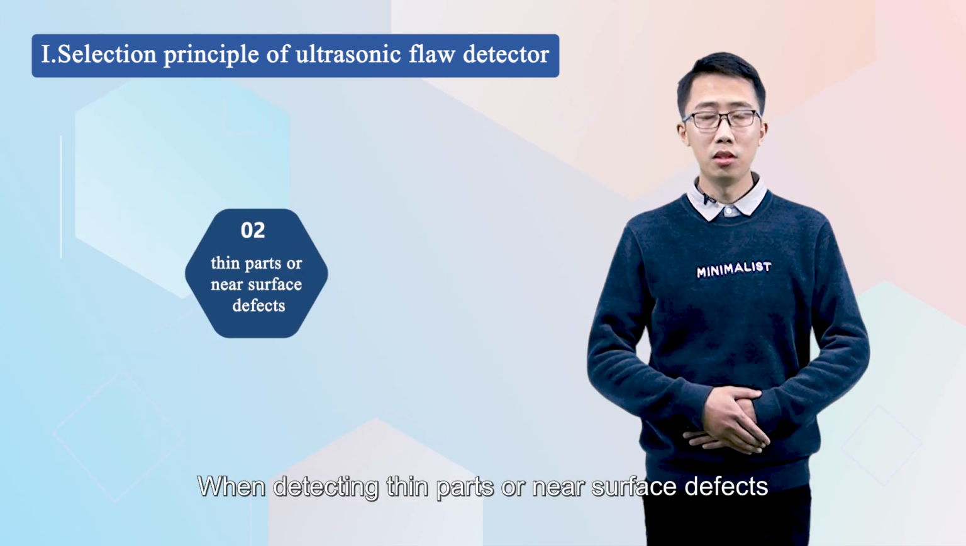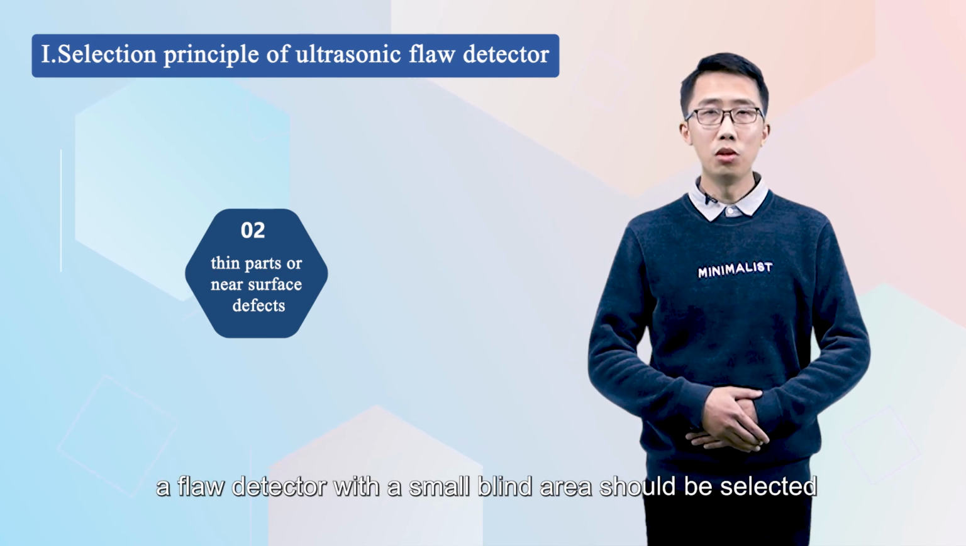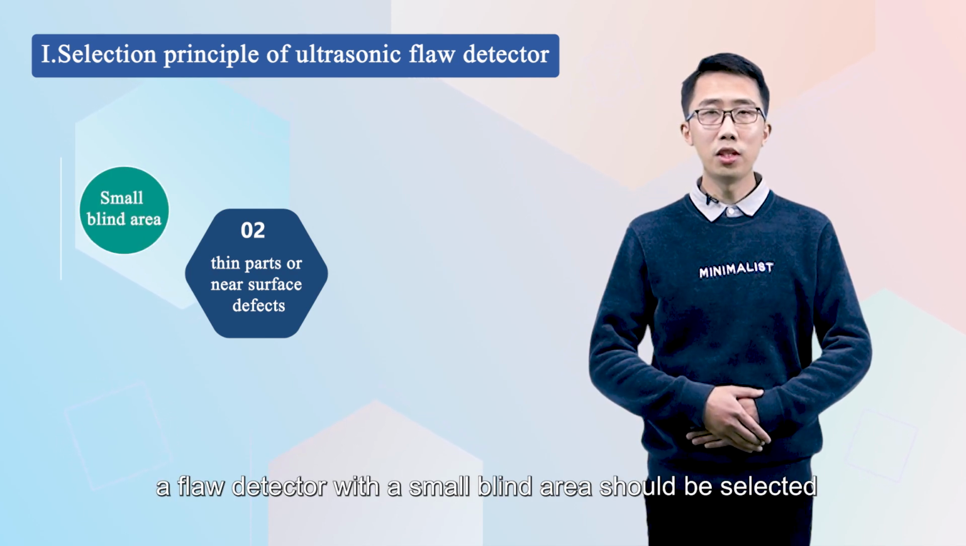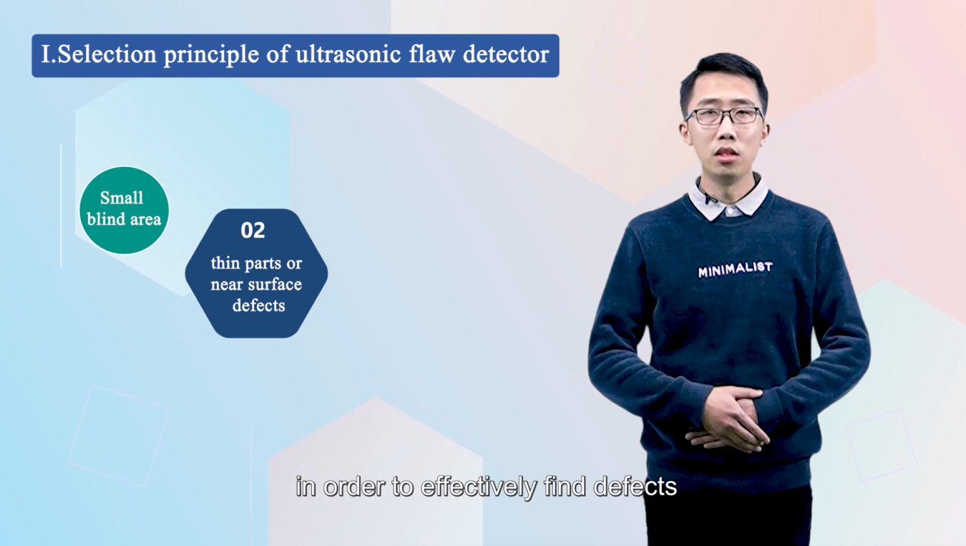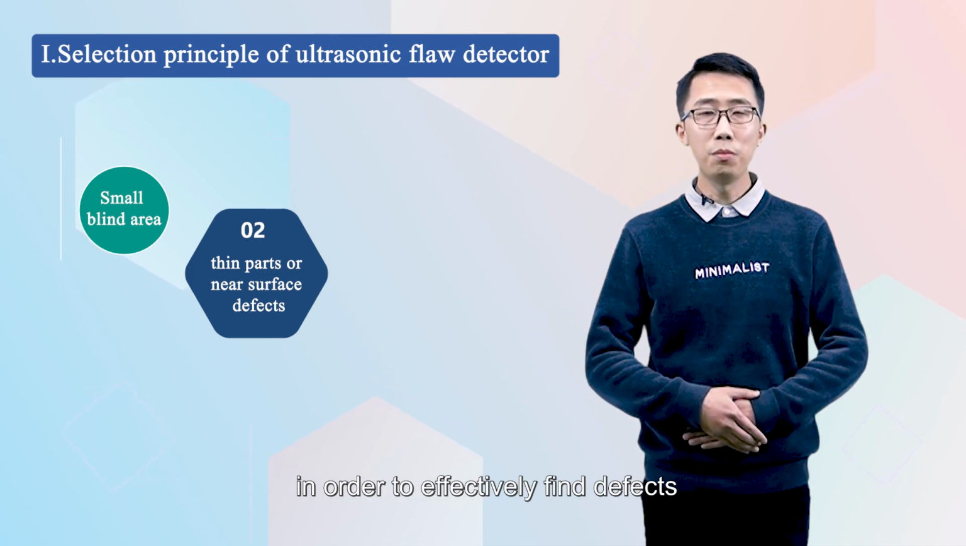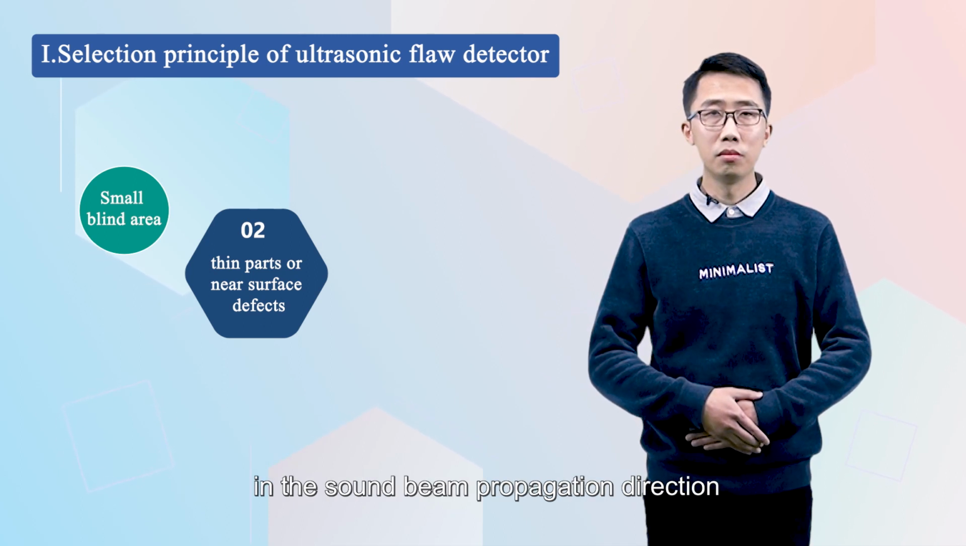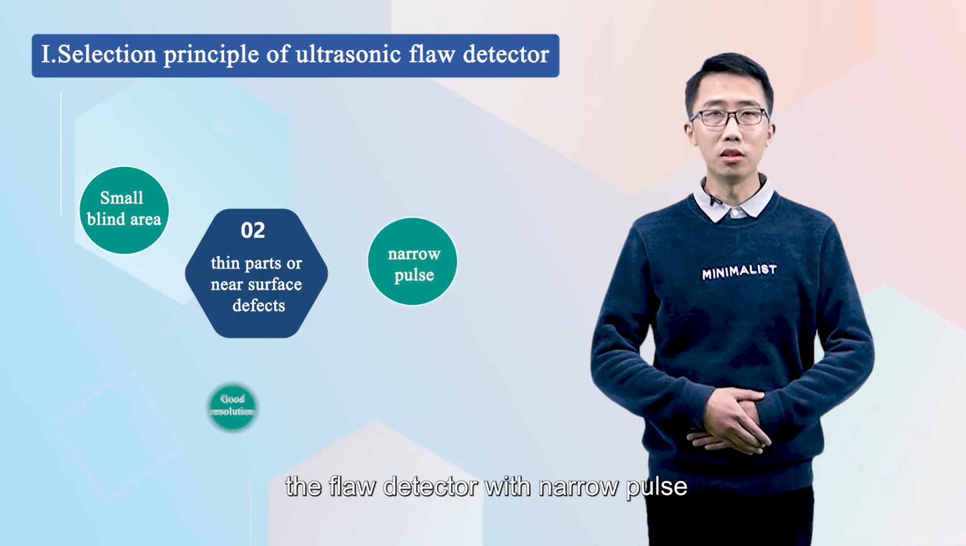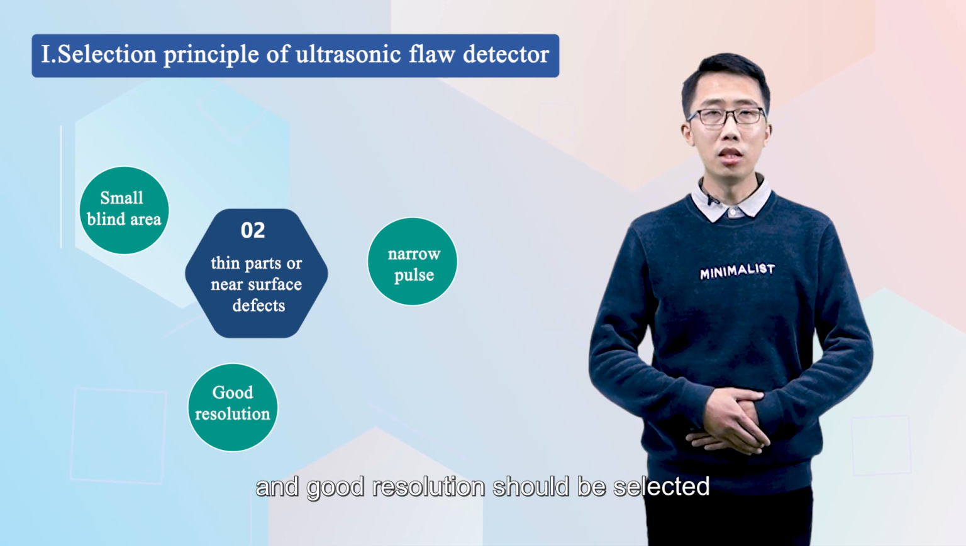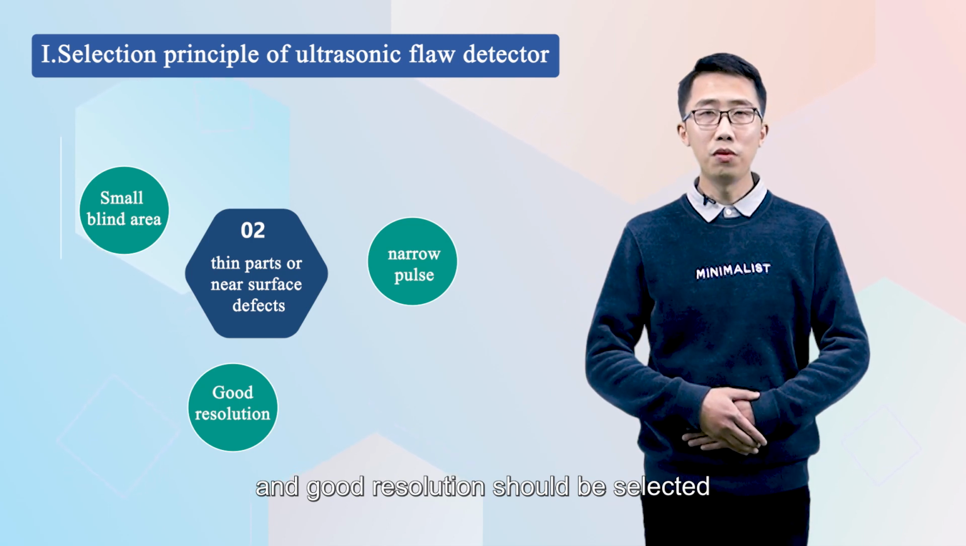When detecting thin parts or near-surface defects, a flaw detector with a small blind area should be selected in order to effectively find defects. In order to effectively distinguish adjacent defects in the sound beam propagation direction, a flaw detector with narrow pulse and good resolution should be selected.